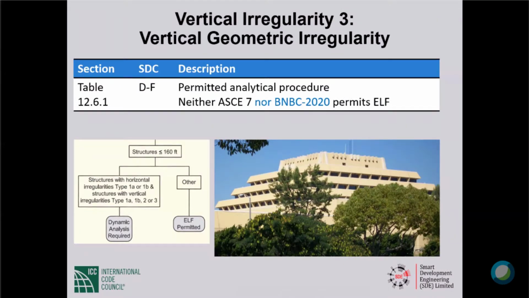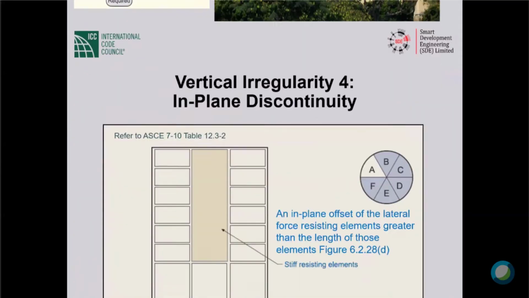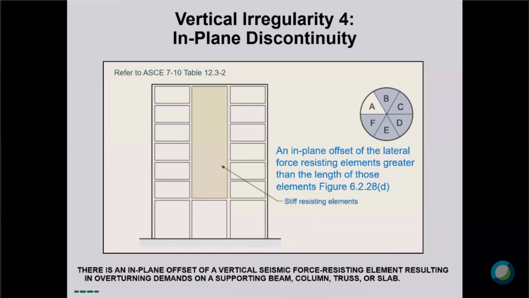Continue with vertical type 3. If you have that, the ASC 7 restriction is that you will have to do dynamic analysis. That's the only thing that gets invoked. And this is true of BNBC 2020 also.